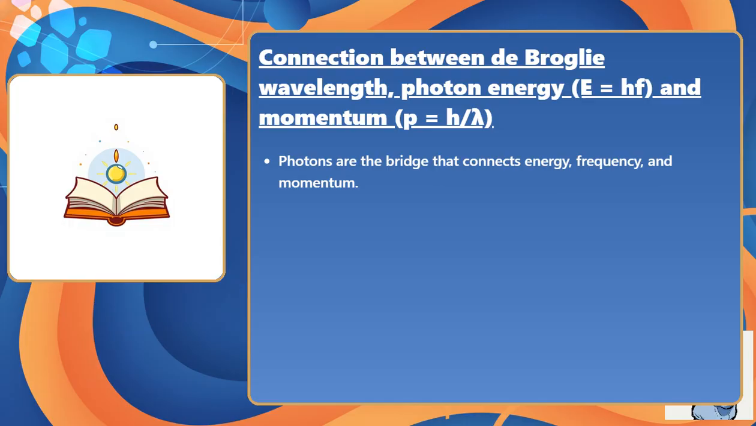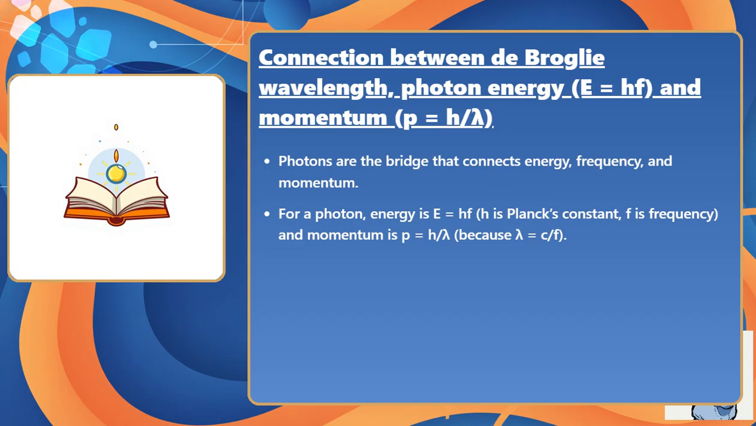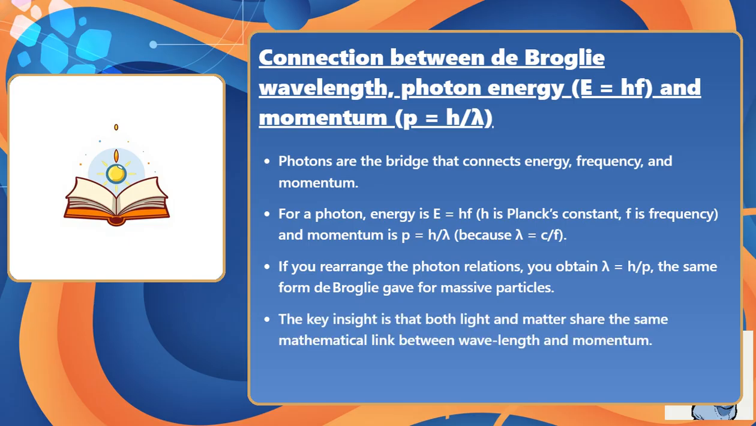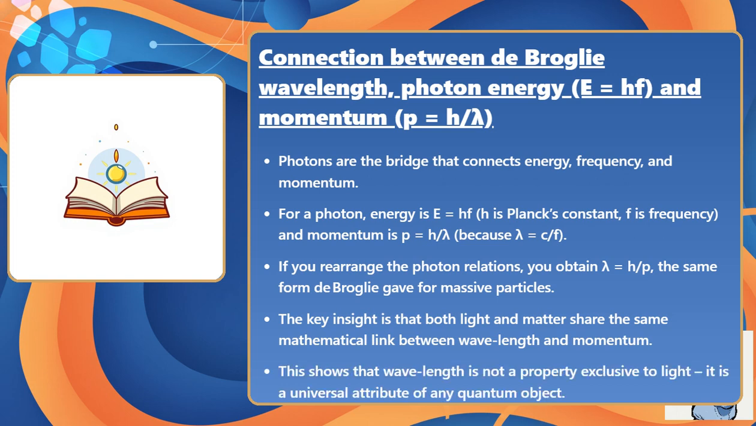Photons are the bridge that connects energy, frequency, and momentum. For a photon, energy is E equals h f, where h is Planck's constant and f is frequency, and momentum is p equals h over lambda, because lambda equals c over f. If you rearrange the photon relations, you obtain lambda equals h over p, the same form de Broglie gave for massive particles. The key insight is that both light and matter share the same mathematical link between wavelength and momentum. This shows that wavelength is not a property exclusive to light; it is a universal attribute of any quantum object.